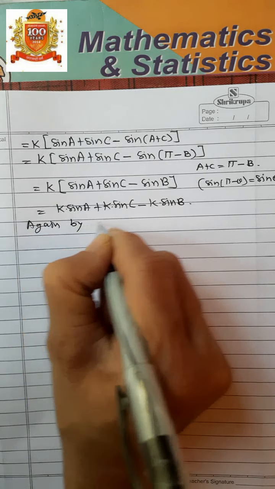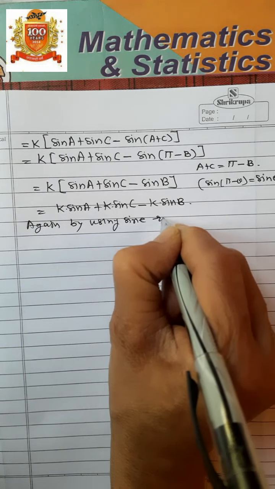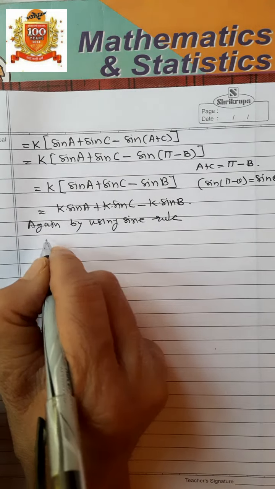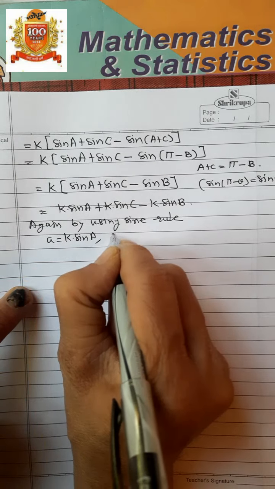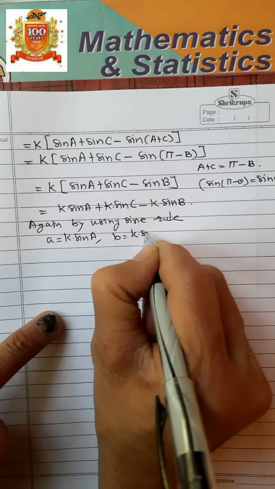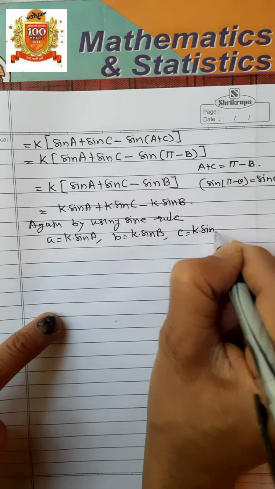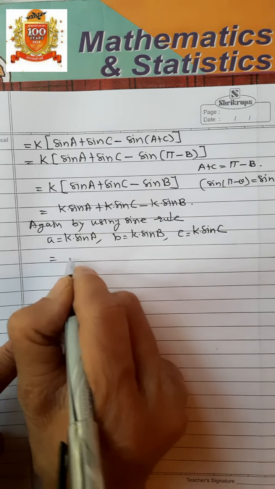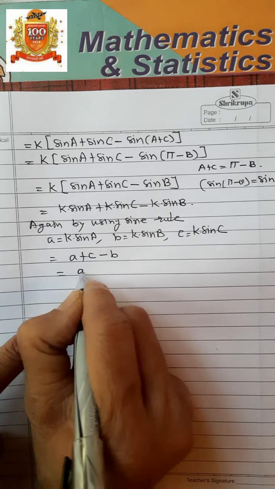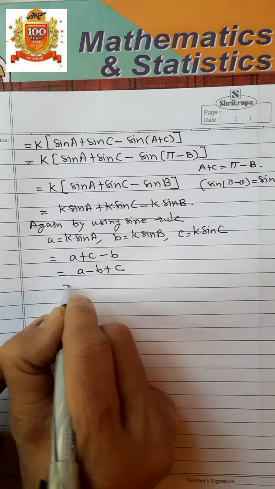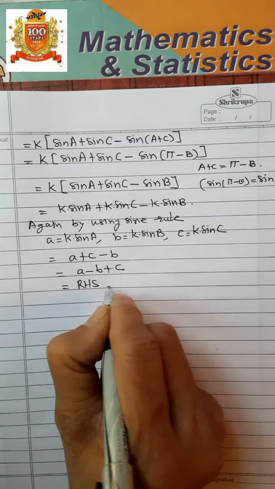Again, by using sine rule, a is equal to k sin A, b is equal to k sin B, and c is equal to k sin C. Put the values, that is equal to a plus c minus b, that is a minus b plus c, is equal to RHS. Hence proved.